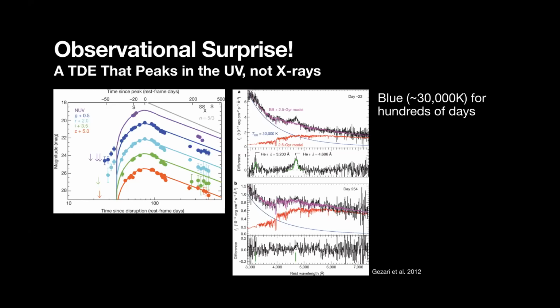You can see the light curve on the left and some spectra on the right. The thing I want you to notice is that the bottom spectrum, the bottom panel, is day 254. It's still very blue. There's still a very underlying blue continuum. So this 30,000 Kelvin UV peak lasts for hundreds of days, which is also how we distinguish these things from supernovae that cool much faster. And so there is this class of events that peak in the UV, not as expected, and they stay that way, very blue, for very long.